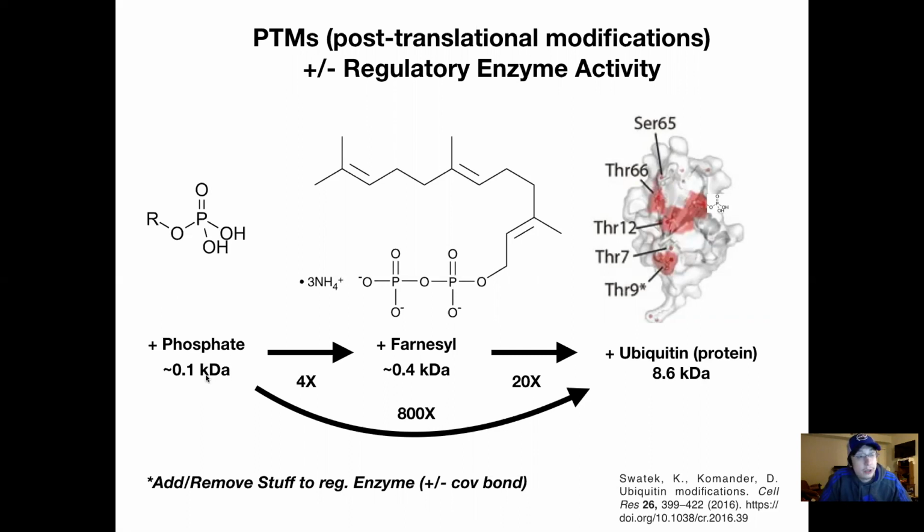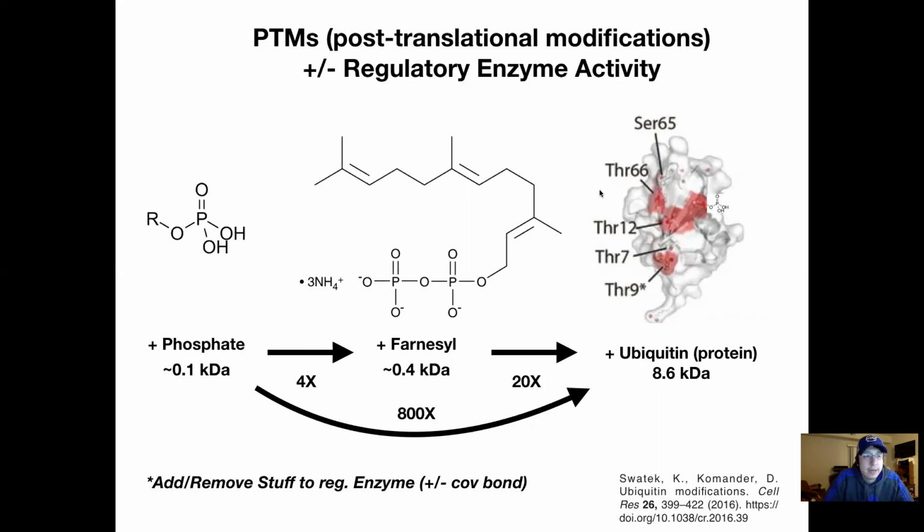So, phosphate is 100 Daltons. Farnesyl group is 400 Daltons. And then, as I said Monday, you can even add entire proteins. So for context and size, this is basically a massive thing that you're appending onto your regulatory enzyme. And here's the size of the little phosphate group. So what you're doing when you're adding these things is a number of things. You can be directly changing the enzyme's activity by causing a conformational change.